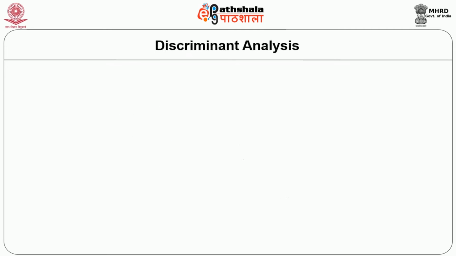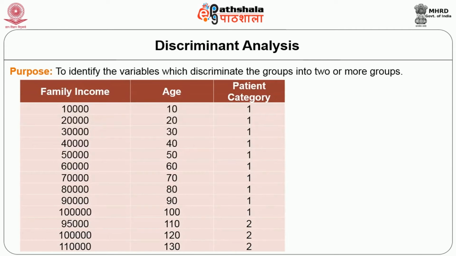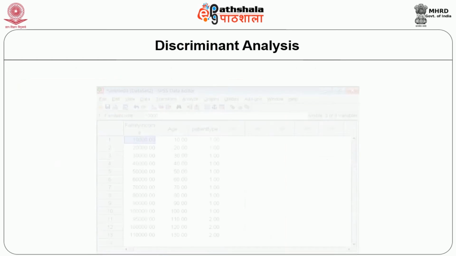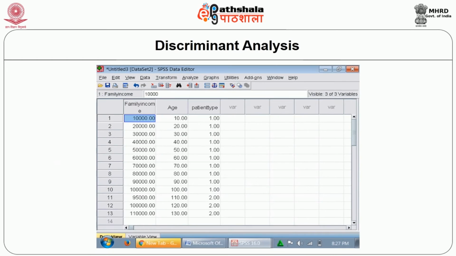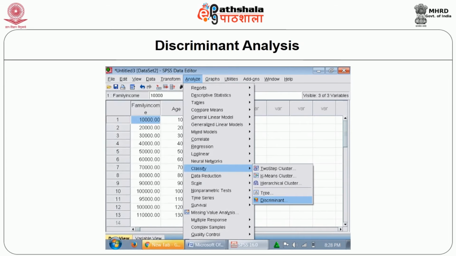Then discriminant analysis. The purpose of discriminant analysis is to identify the variables which discriminate the groups into two or more groups. The following example will clear the estimate discriminant equation for the following data using SPSS. The following are the procedure. Enter the data on family income, age and patient category in the datasheet and go to variable view, give the variable name. The second one is go to analyze, click classify, click discriminant.